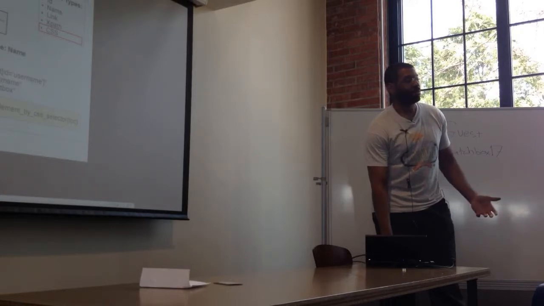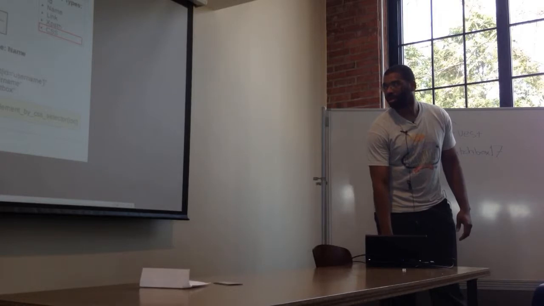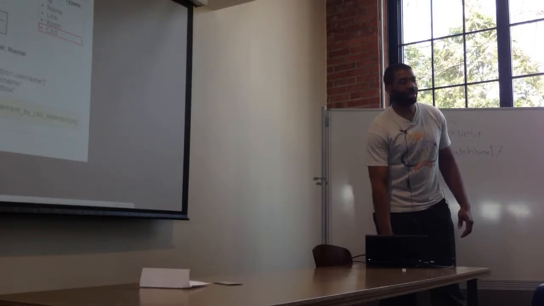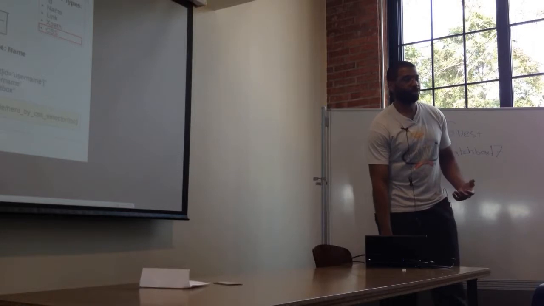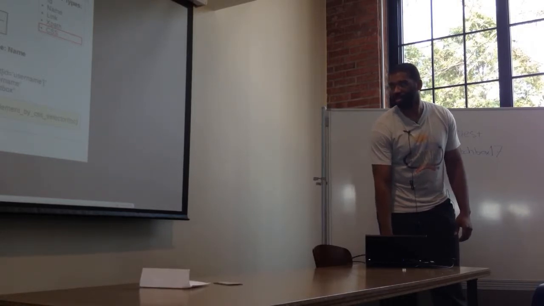So if you say hashtag username, that means an input field with the ID of username. And if you use a dot in front of your string, then that means that you're looking for something with the class of input box. So once you have a CSS selector that describes your element, you can use the find element by CSS selector locator.